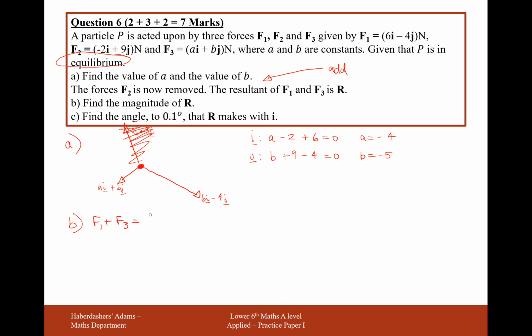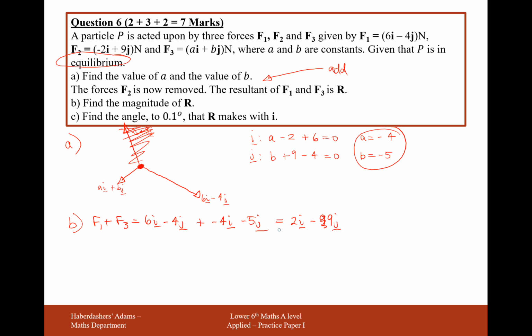So this is going to be F1, which is 6i minus 4j, add on the vector minus 4i minus 5j. We just plugged these two values into the F3 force here. And what do we get? We get 2i minus 9j.